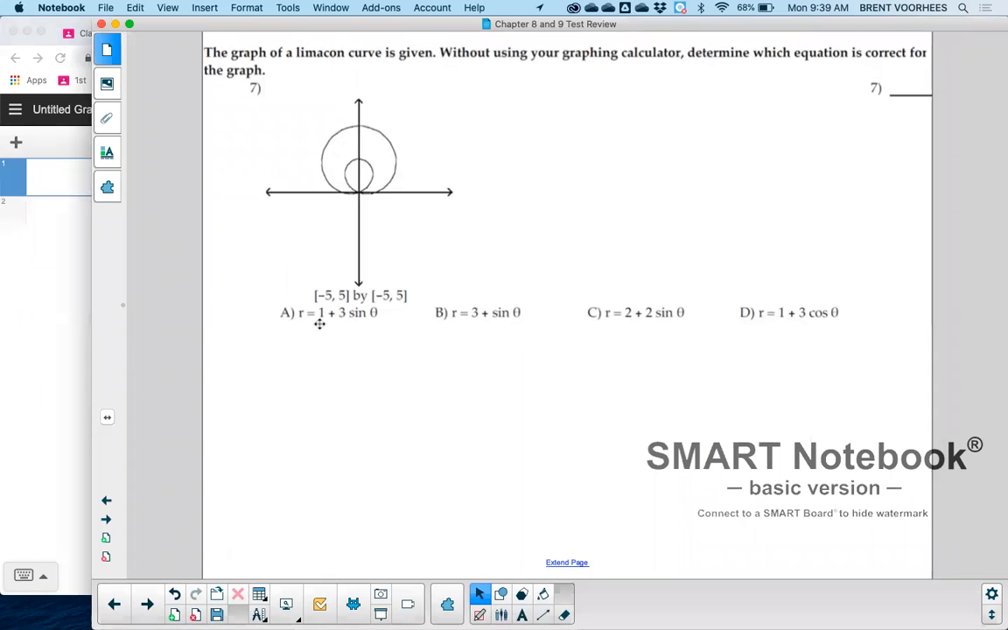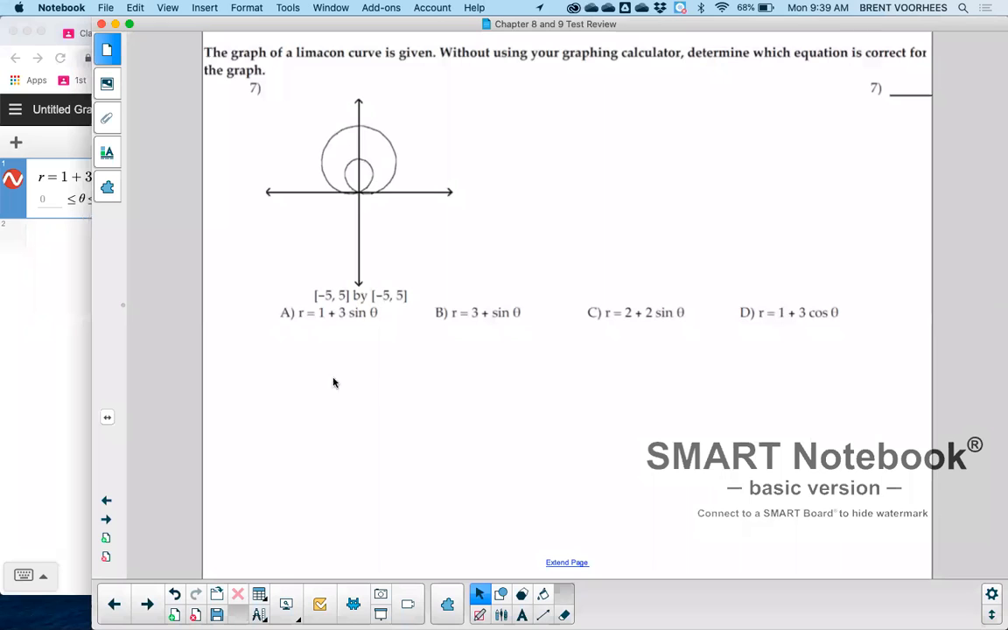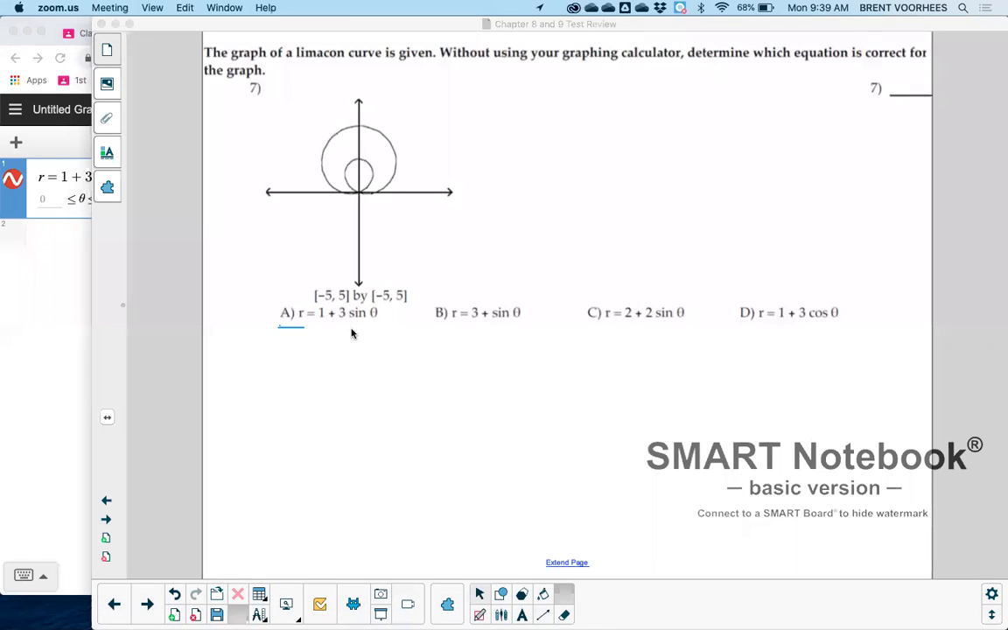So this says R equals 1 plus 3 sine theta. So I'm going to type that in. R equals 1 plus 3 sine theta. And you see you get this graph, and you can look at it and compare it. That looks pretty good. I'll tell you the first answer choice right here looks pretty good. I'm going to lean towards guessing this is going to be the correct answer. If you want to try the other ones just to see what they would look like, we can do that. So we have 3 plus sine theta.